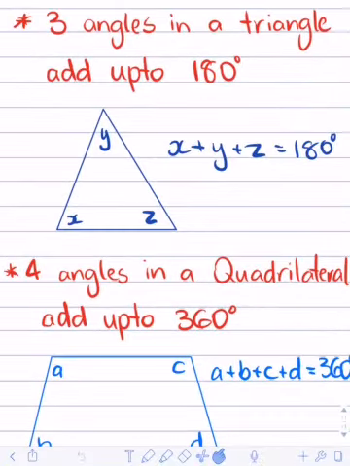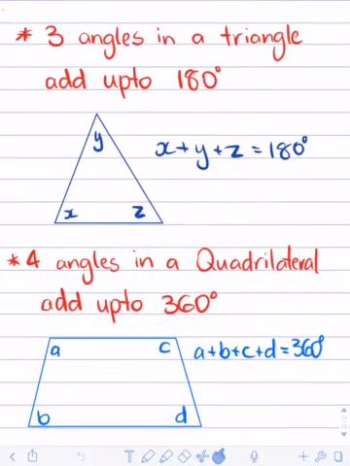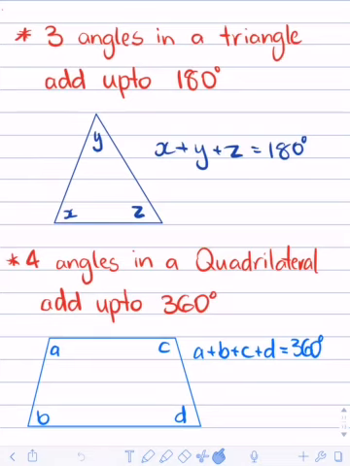So let's start with the triangle. A triangle is made up of three angles. Each point will have an angle inside it. So as you can see in the triangle here, we have angle Y, angle Z, and angle X. Three angles inside any triangle. And the rule with angles within a triangle is they always add up to 180. So X plus Y plus Z must always equal 180.